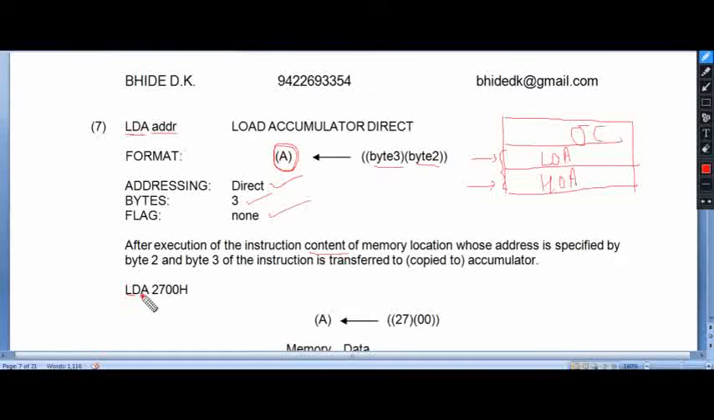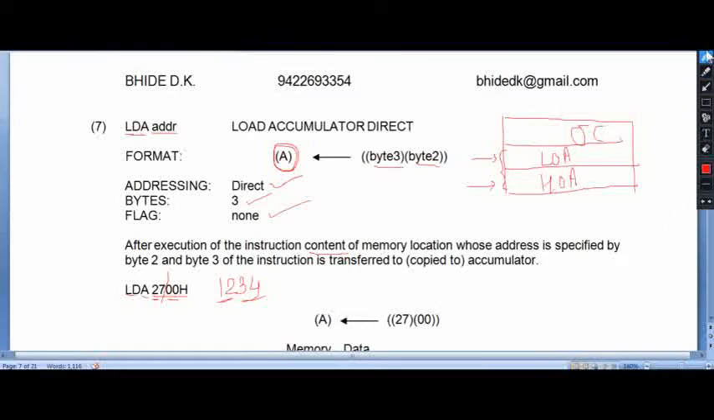Load accumulator, and here it is written 2700. The address is to be represented with the help of 4 hexadecimal digits. Here we split those 4 hexadecimal digits. 00 is called the low order and 27 is called the high order. Suppose instead of 2700, 1234 is written, then 34 is called the low order and 12 is called the high order.